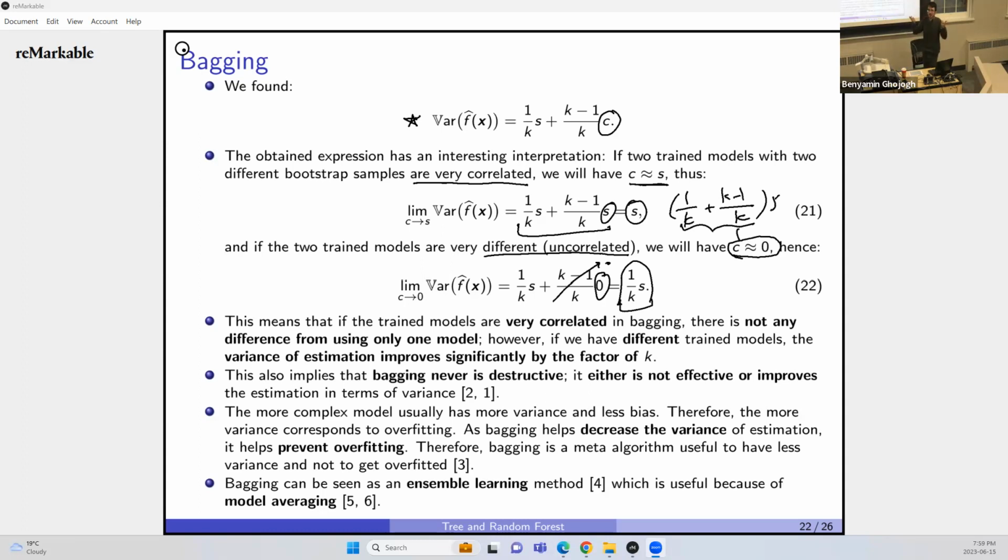Also in democracy, they say let's have the opinions of various people. All people shouldn't think similarly to each other, right? Something like that. Okay. And it also shows that bagging is never destructive. It either doesn't help at all or it helps reduce the variance of estimation. It never increases that, and it prevents overfitting. By the way, bagging is also called ensemble learning or model averaging, right?